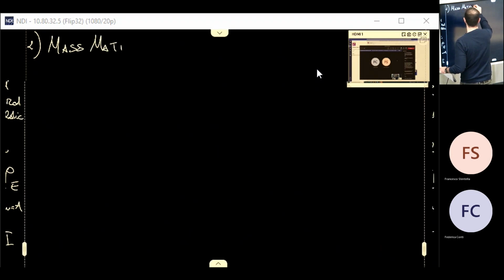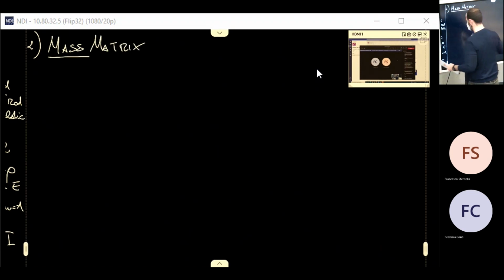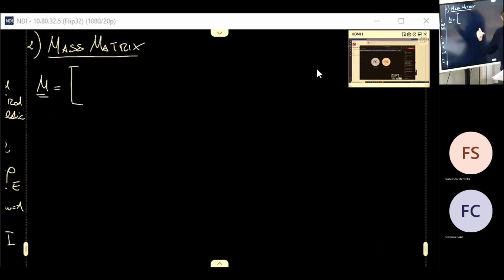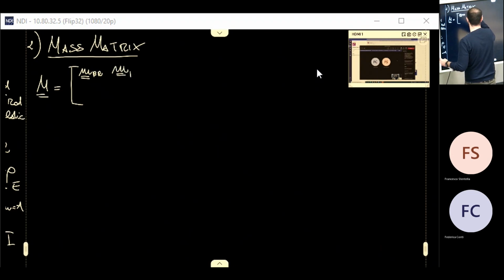I think this was 2. There we go. So I will call this the mass matrix. As we know, the mass matrix for this body, and in general for all the bodies that we have, can be written in terms of submatrices, like so.